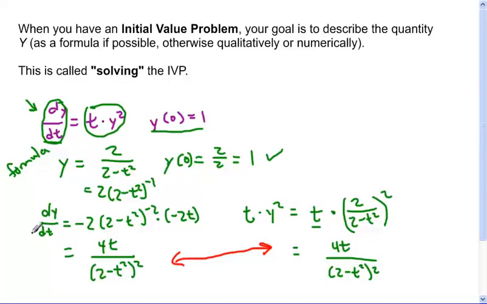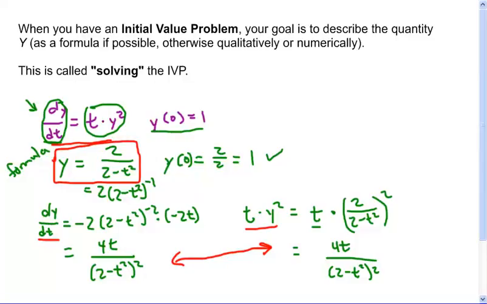So these two things are equal. The derivative of y and t times y squared are both 4t over (2 minus t squared) squared. They are both equal to each other. So this differential equation has been satisfied. Okay, so my proposed answer, we can see it works. So that's what it looks like.